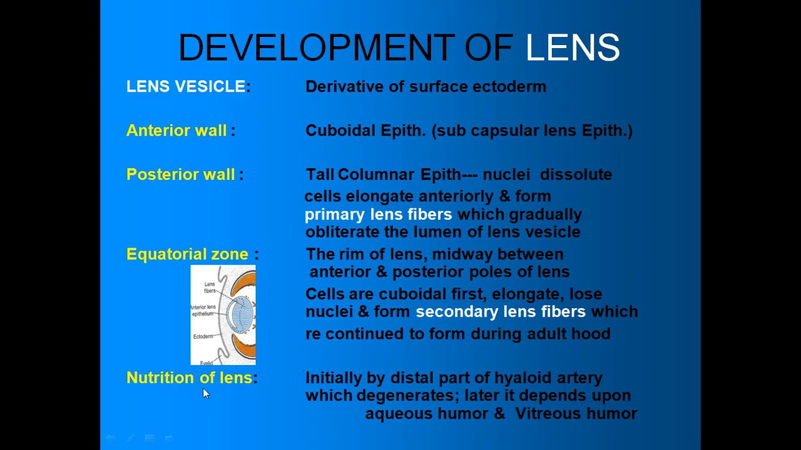Okay, the nutrition for this lens initially is derived from an artery called the hyaloid artery. This also I have told you in detail, the hyaloid artery, which subsequently degenerates, but subsequently there will be a jelly-like liquid behind the lens, if you remember, vitreous humor, and one watery liquid in front of the lens called aqueous humor. So these liquids, in front of the lens aqueous humor, behind the lens vitreous humor, will now start nourishing the lens.